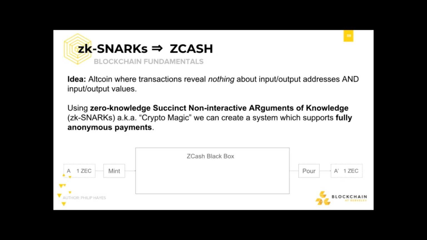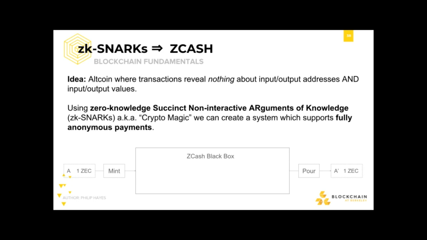Enter Zcash. So if you remember back to last lecture, we talked about zero-knowledge proofs a little bit. So zero-knowledge proofs are this idea that you prove to someone you know something without revealing any of the information that you know. So the idea with Zcash is you reveal nothing about the inputs, the outputs, or the values. And Zcash uses something called zero-knowledge succinct non-interactive arguments of knowledge, which basically is zero-knowledge proofs, or crypto magic.